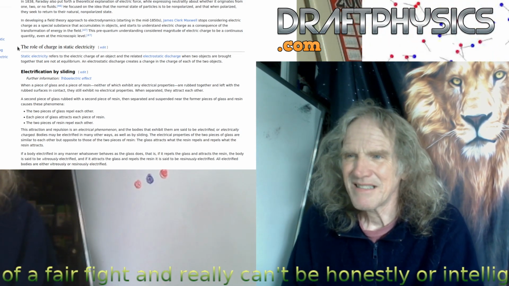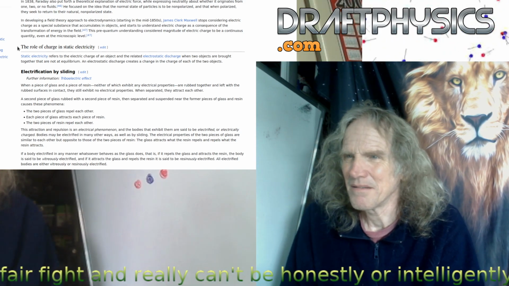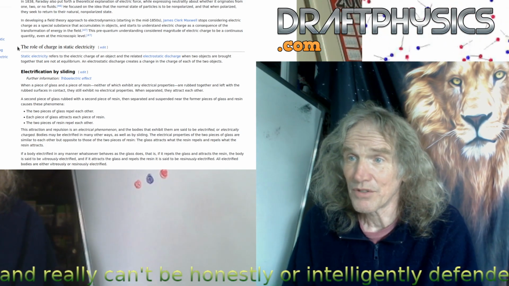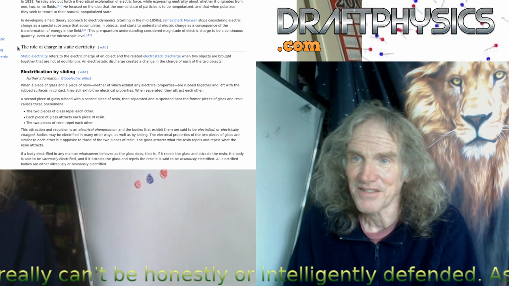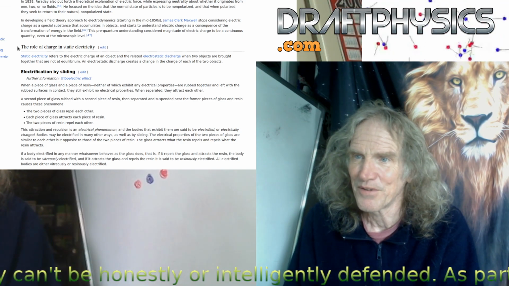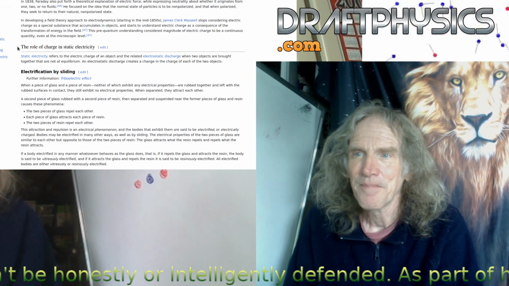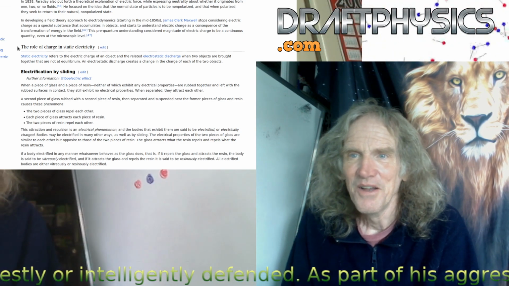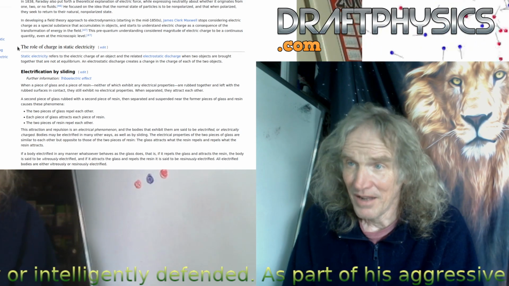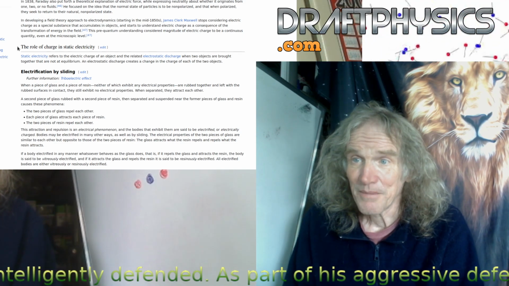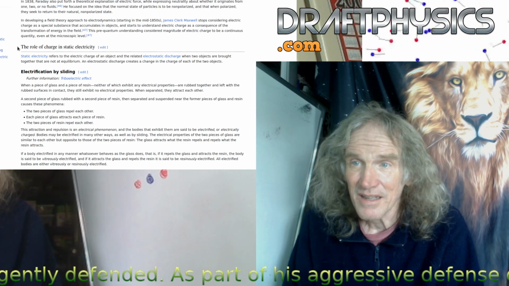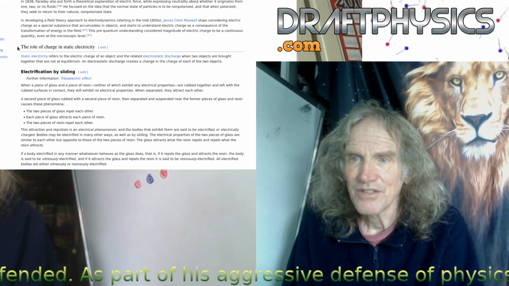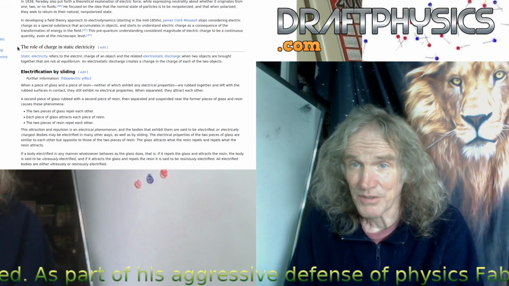All right, so the rest of this, I don't see how it really relates to anything. So it says the role of charge in static electricity, and it basically just says nothing here. Static electricity refers to electric charge of an object and is related to electrostatic discharge. Well, gee, isn't that interesting? When two objects are brought together that are not in equilibrium, an electrostatic discharge creates a change in the charge of each of the two objects.